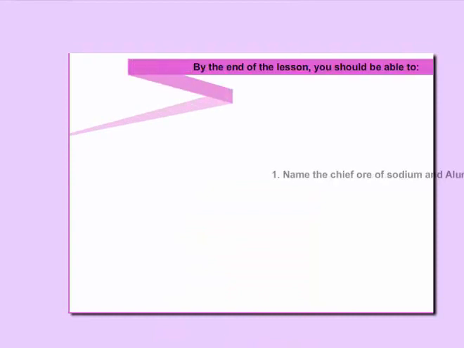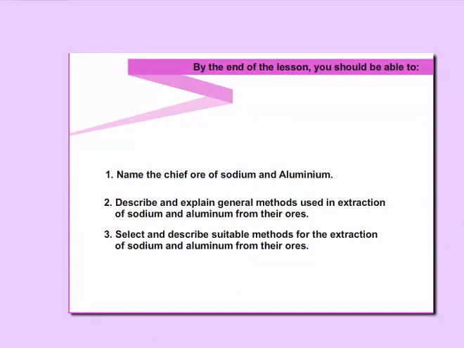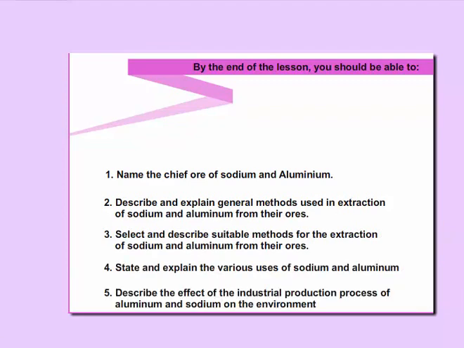By the end of the lesson, you should be able to name the chief ore of sodium and aluminium, describe and explain general methods used in extraction of sodium and aluminium from their ores, select and describe suitable methods for the extraction of sodium and aluminium from their ores, state and explain the various uses of sodium and aluminium, and describe the effect of the industrial production process of aluminium and sodium on the environment.